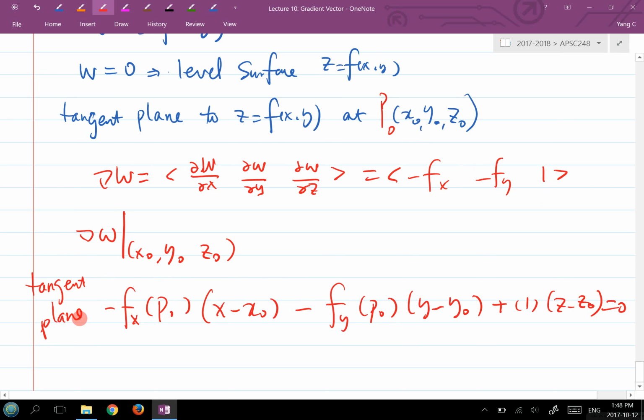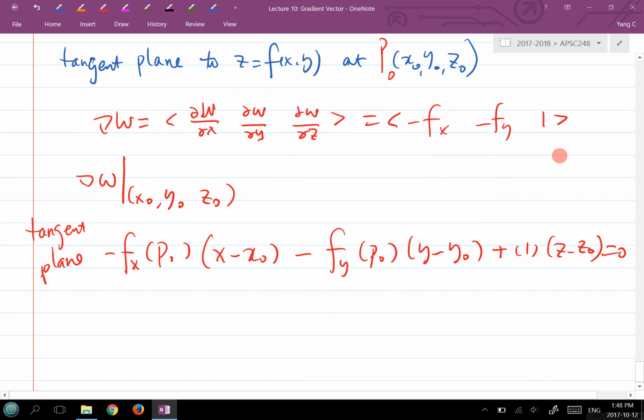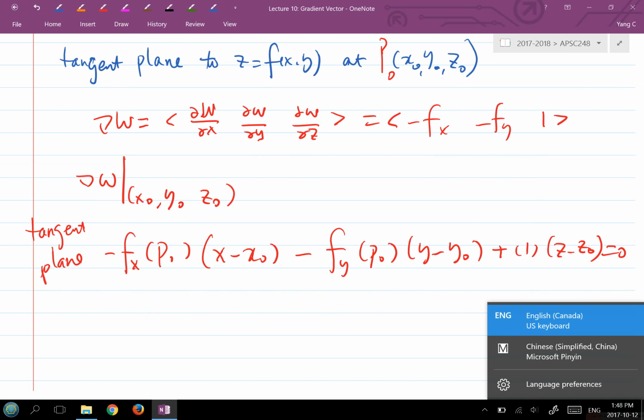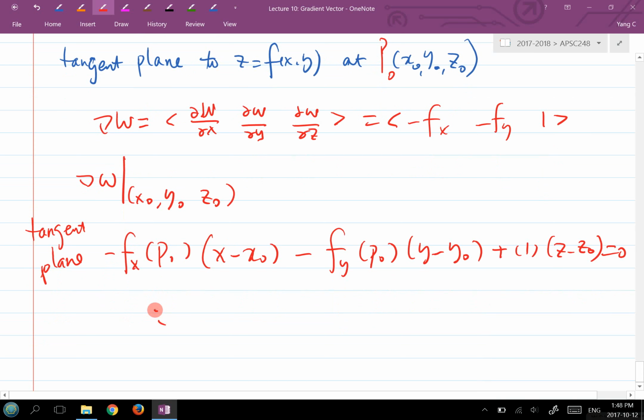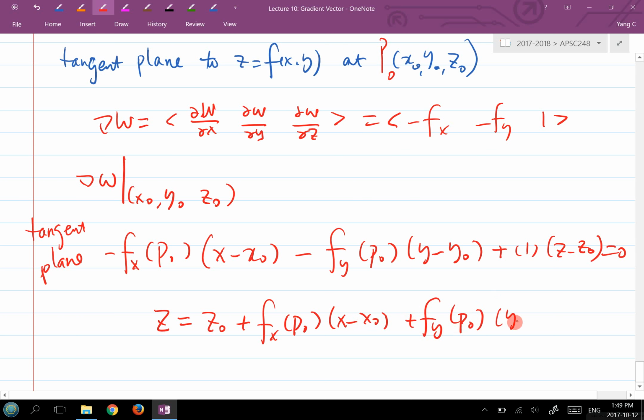Is that good? I'm going to rewrite this slightly in terms of z. So z equals z naught plus fx at p naught times x minus x naught, plus fy at p naught times y minus y naught, like this. So this is your tangent plane.